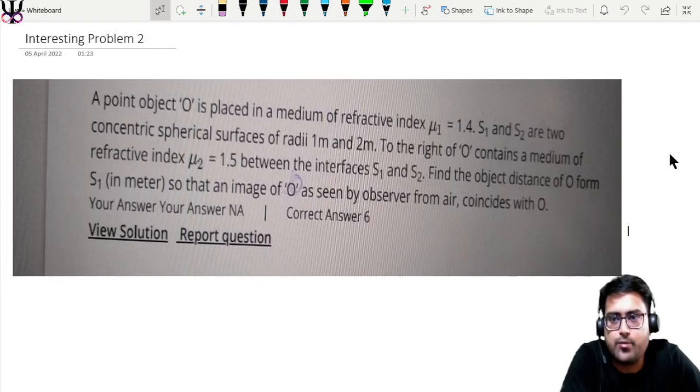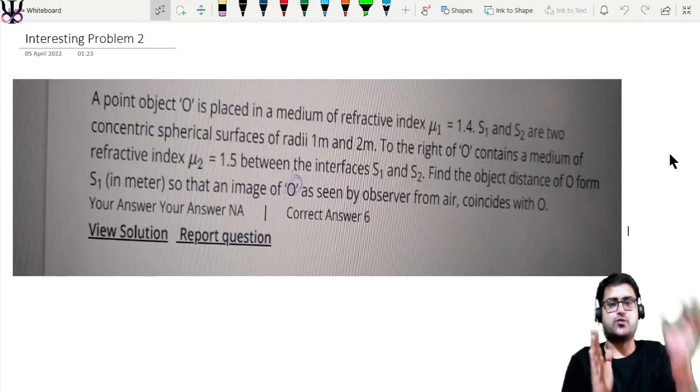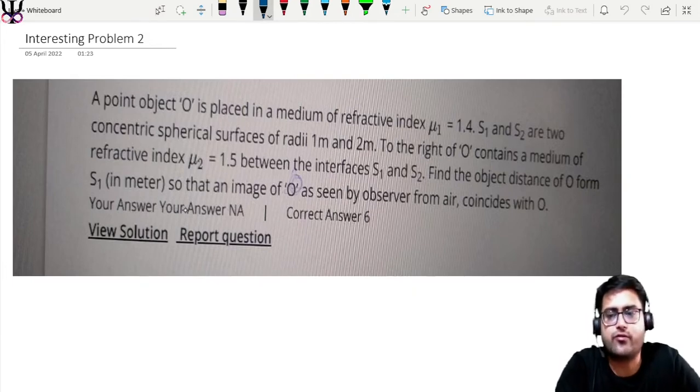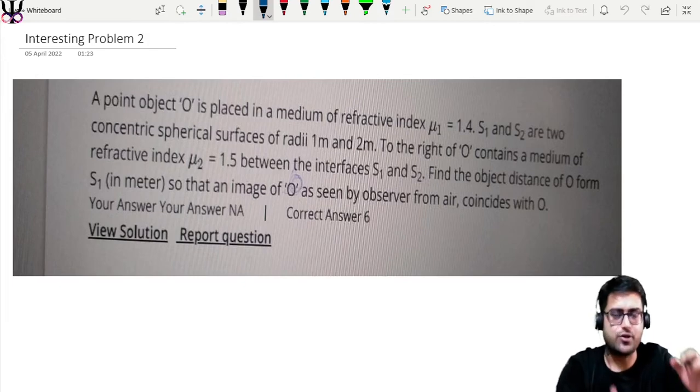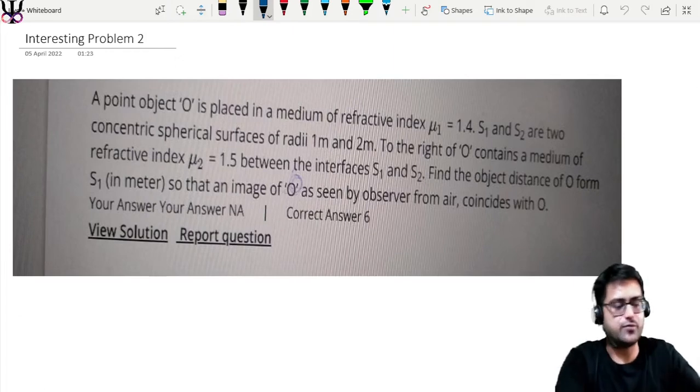It says that a point object O is placed in a medium of refractive index mu1, 1.4. S1 and S2 are two concentric spherical surfaces of radii 1 m and 2 m. To the right of O is a medium of refractive index mu2, which is 1.5, between the interfaces S1 and S2. Find the object distance of O from S1 so that the image of O as seen by an observer from air coincides with O. See, the problem is that this question has not actually described properly what the setting is, but then we have an overall idea.